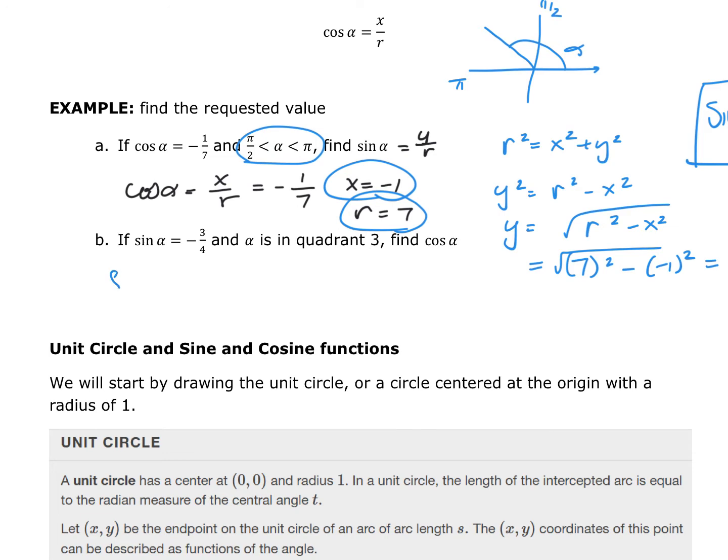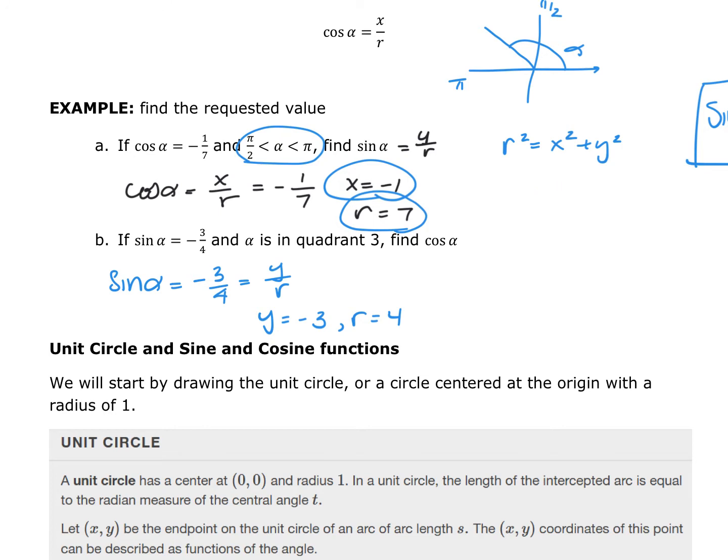Now we know we just did the sine of my angle alpha, which is -3/4, is equal to the y value over the r value. That means y must be the negative 3 and r must be the positive 4. And using r squared is equal to x squared plus y squared all day long, if we solve for x squared, we're going to have x squared is equal to r squared minus y squared. That means x is equal to plus and minus the square root of r squared minus y squared.